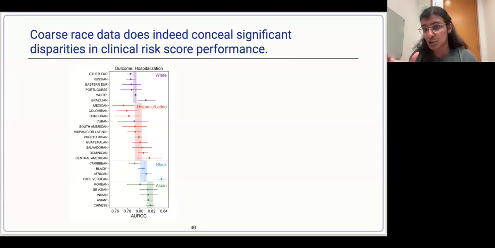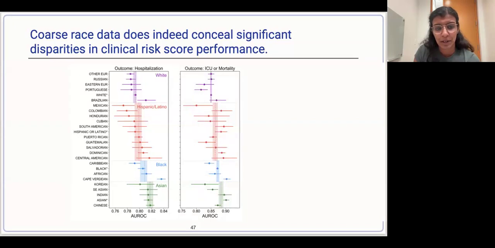So the variation within each of these groups is striking, and it suggests that we're missing quite important sources of disparities in algorithmic performance. And we see this regardless of the outcome we look at too. So we replicate this in the context of predicting ICU admission or mortality.